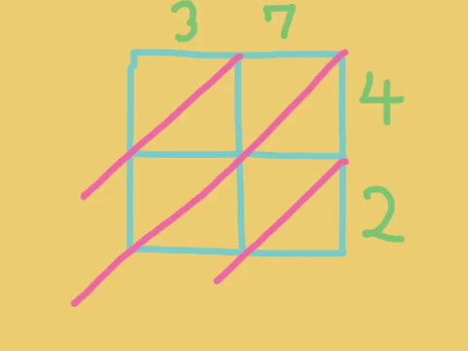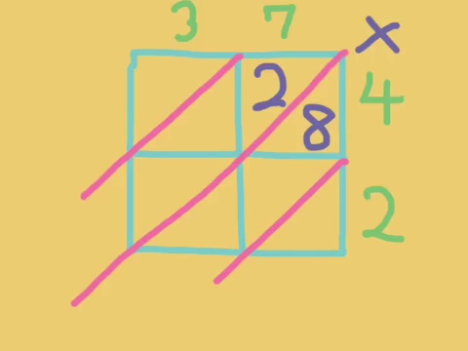So, now I will explain how to do the real lattice method. So, this grid connects the 7 and the 4. And so, you do 7 times 4. 7 times 4 is 28, so you put it in the grid like I did. The diagonal lines separate each square into halves, so you put one number on each side.